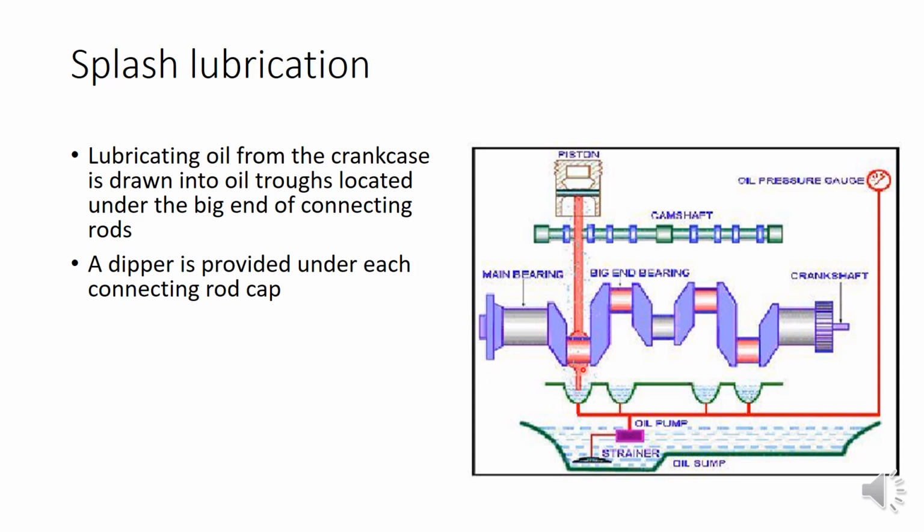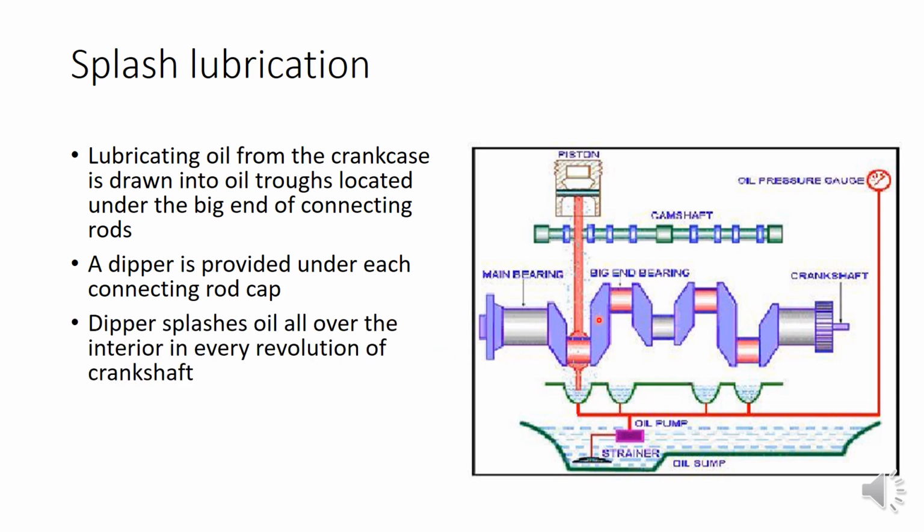You can see at the end of the connecting rod we have a stick which dips in this oil trough. This is known as a dipper. This dipper dips in the oil trough. And what happens when the connecting rod moves? This dipper will splash the oil with every revolution of the crankshaft. So that is splash lubrication.